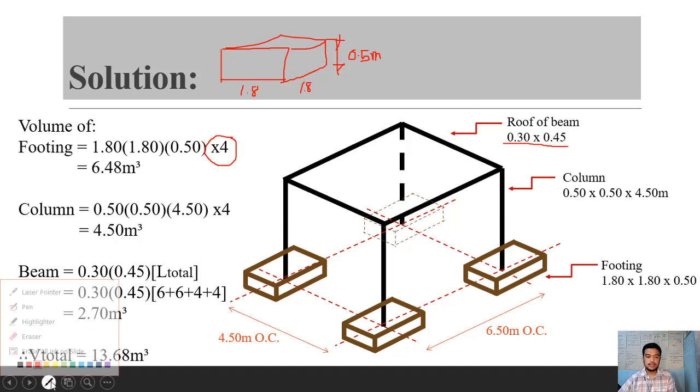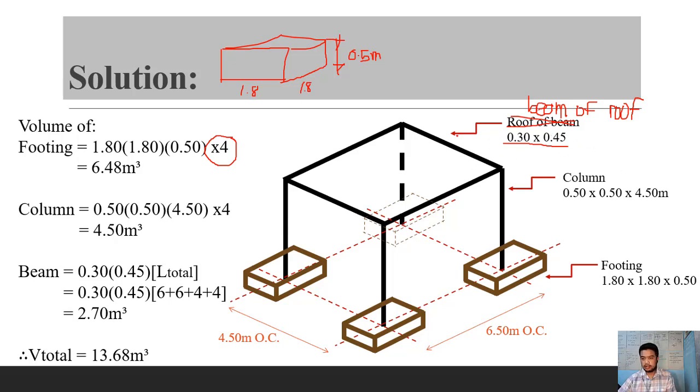So now let us estimate the quantity of concrete in the beam. So this will now be 0.3 times 0.5, okay, because that is the dimension of your beam. This should be the beam of roof, or we can also call that roof beam. Okay, 0.3 by 0.45 multiplied by the total length of this beam right here.